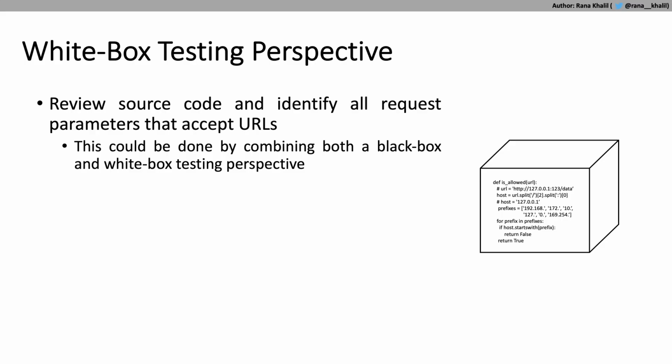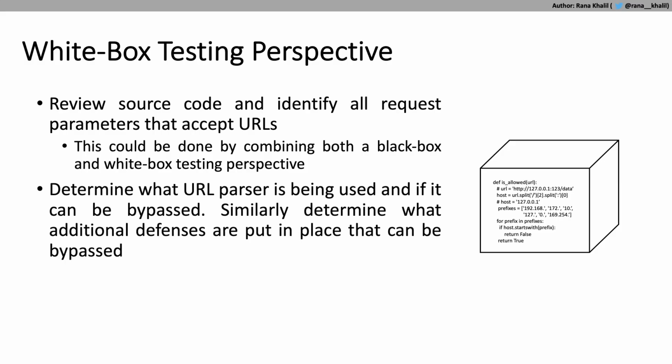So personally, what I do is I still map the application from a black box perspective, and I make note of all the request parameters that take URLs or host names or IP addresses, and then I search for those URL parameter names or function names in the code itself. And then once I find it in the code, I review the function in order to see if there are any defenses that are being put in place in order to mitigate SSRF vulnerabilities.